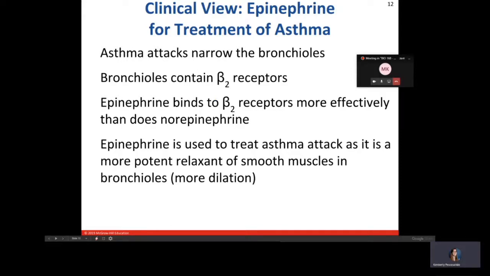And so the ability to know where these receptors are and what they do, and then which drugs affect them, can be really useful. And it can be really helpful to understanding why different drugs have different effects.